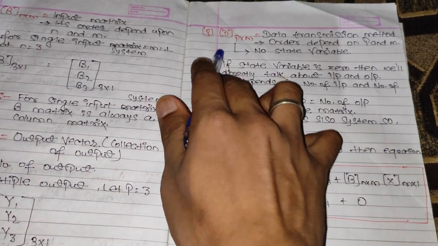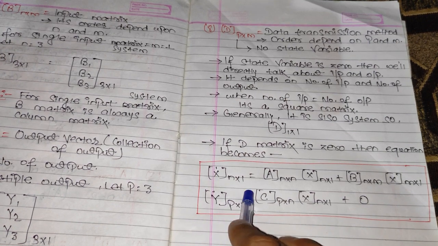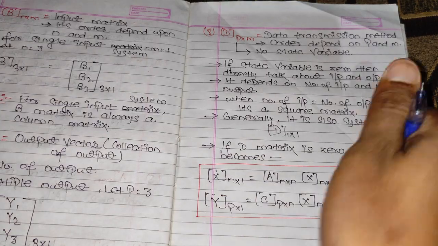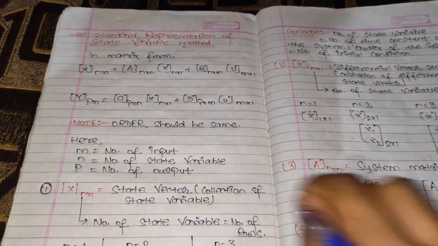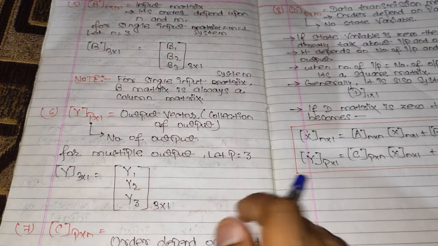If this value becomes 0, then the new equation will be x dot n cross 1 equal to 0. This is the basic concept of the standard representation of the state variable method. Now we will see some questions related to it.